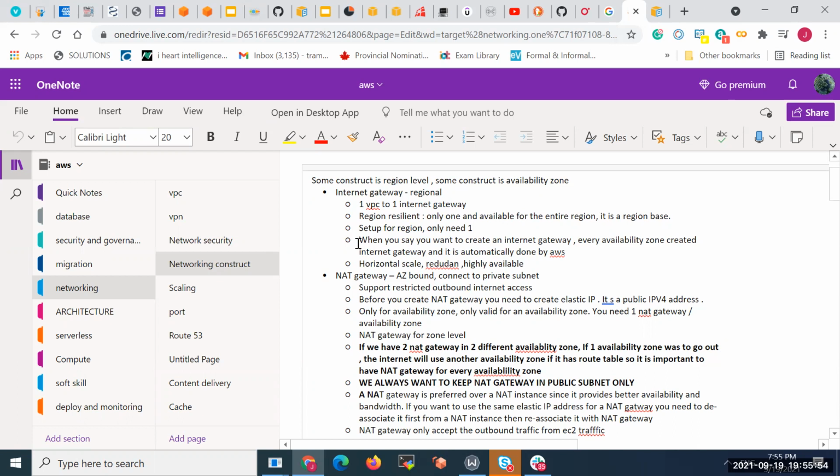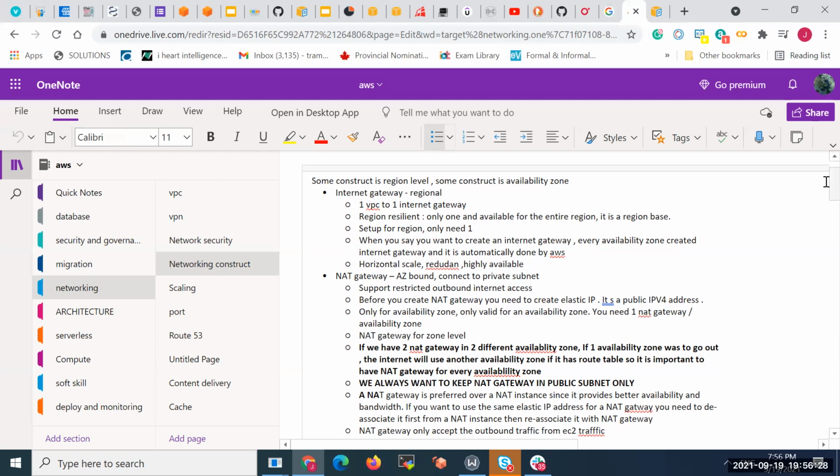When you create an internet gateway, for every availability zone created, AWS automatically handles it. In the pictures you only see one internet gateway, but actually all of the availability zones will be able to connect through here. Because it is AWS managed and created, it is horizontally scaled, redundant, and highly available, and you don't have to worry about it.